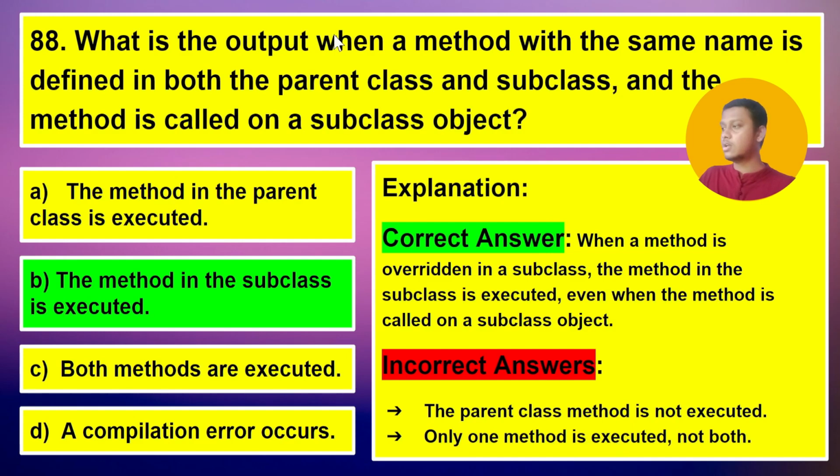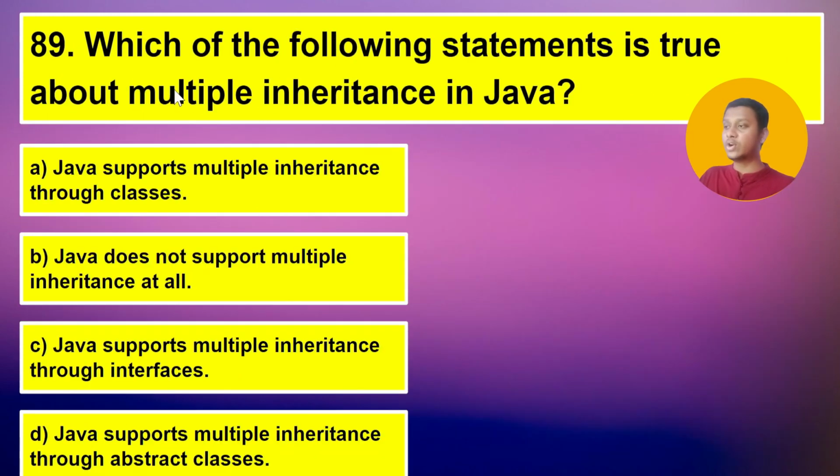Our next question is, which of the following statements is true about multiple inheritance? Option A, Java supports multiple inheritance through classes. Option B, Java does not support multiple inheritance at all. Option C, Java supports multiple inheritance through interfaces. And option D, Java supports multiple inheritance through abstract classes.